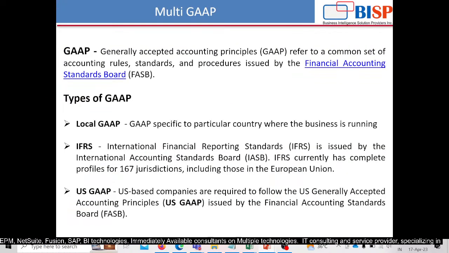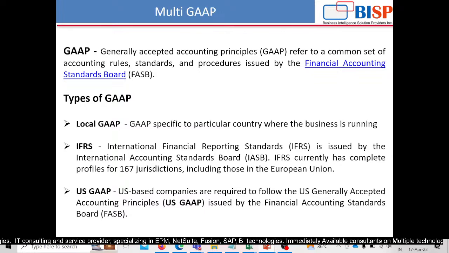GAAP is a collection of commonly followed accounting rules and standards for financial reporting. It is applied as standard practice to keep regularity, consistency, sincerity, permanence, prudence, and continuity. There are types of GAAP.